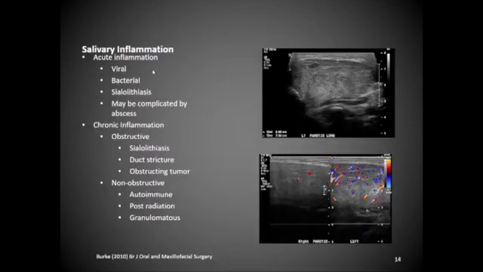One of the things we see with imaging that I'm not going to cover in great detail, but we certainly see, is inflammation, and that can be divided into acute or chronic. Acute can often be viral, it can be bilateral. Bacterial certainly occurs, can be unilateral, such as in this case, where you see the left parotid is expanded, hypervascular, heterogeneous as compared with the right parotid.